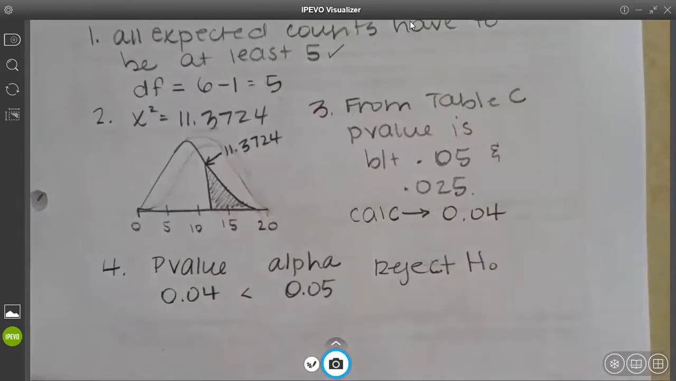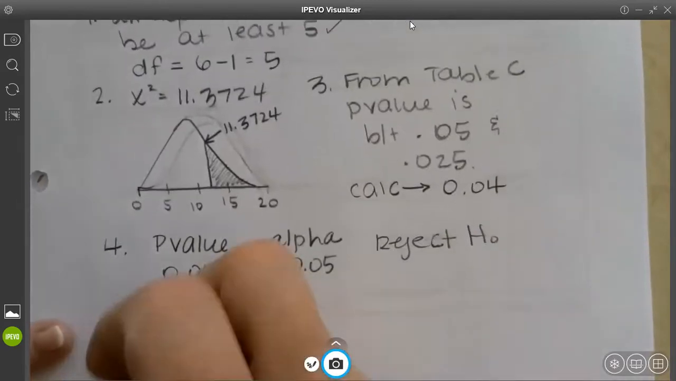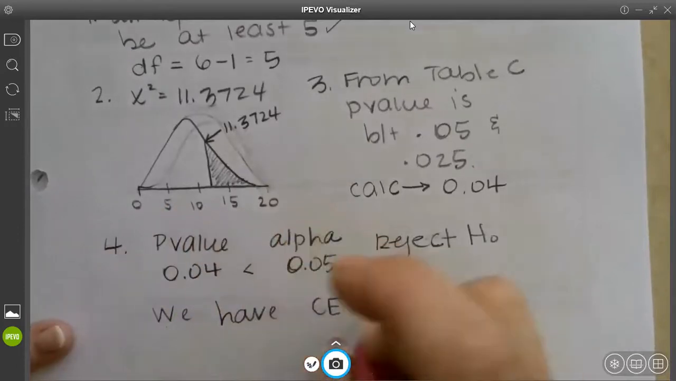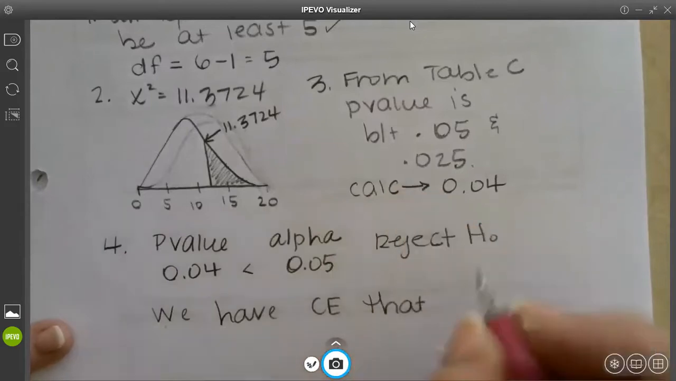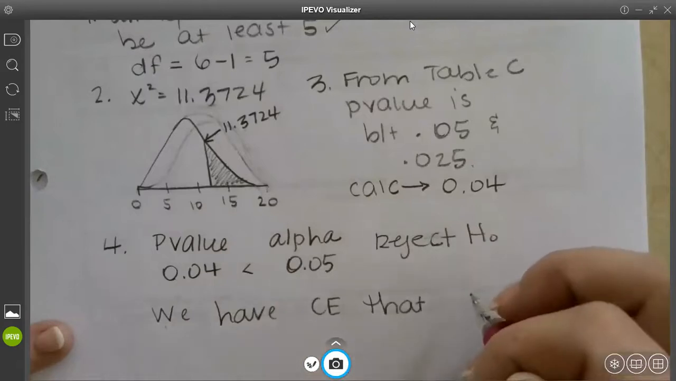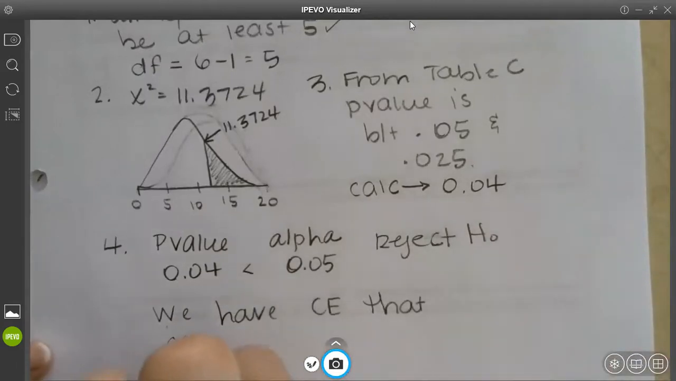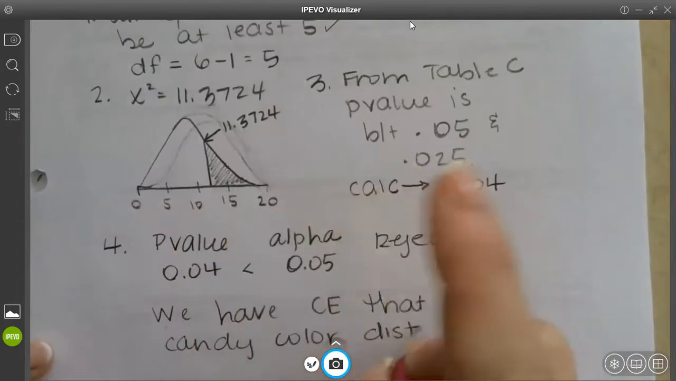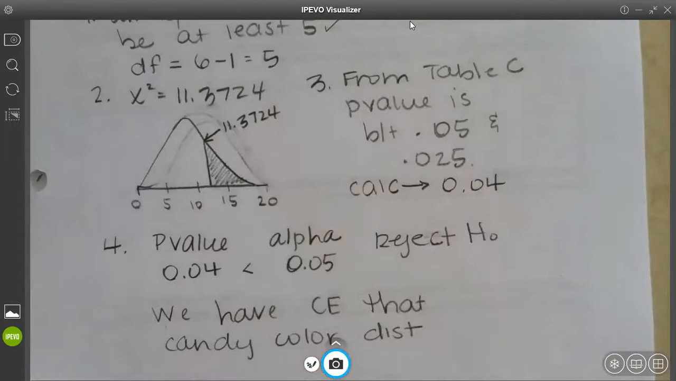So what do we know? That what? Is it correct? Candy color distribution. We rejected H sub O. Remember, H sub O was that the company's claim was true. And then our alternate was that it was not true. So the candy color distribution is different from the company's claim.